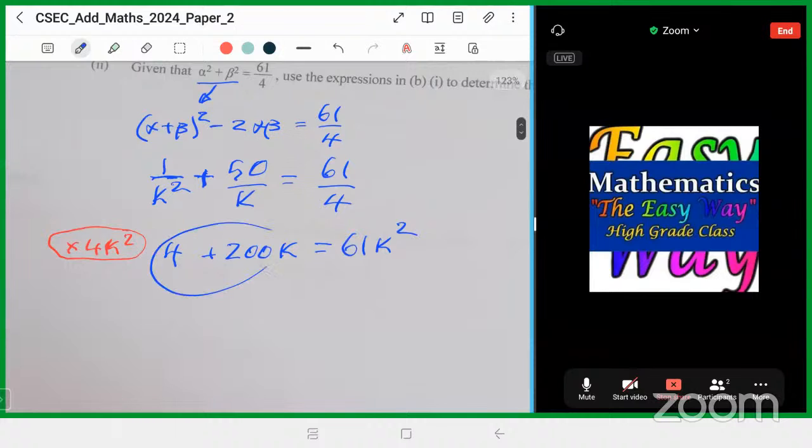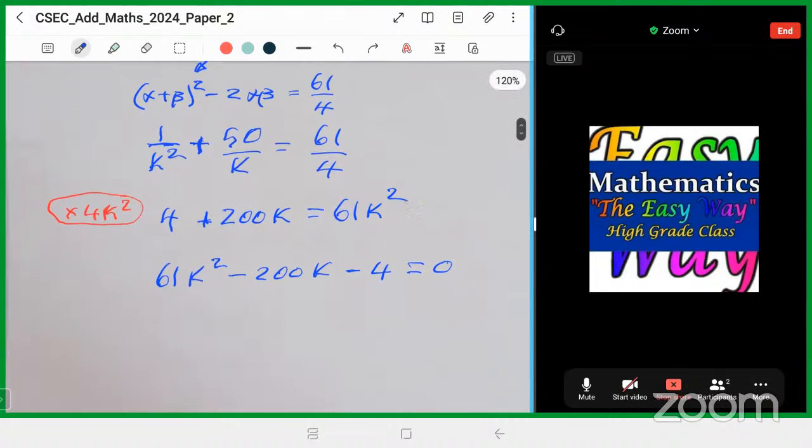Let's transpose everything over that side. So I'm going to get 61k squared minus 200k minus 4 equals 0. So this needs to be factorized. Is this a prime number? I think that's a prime number.